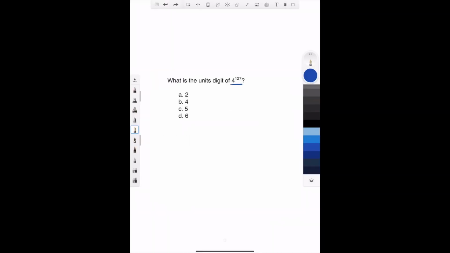So when you first look at this and you see 4 to the 127, it's like, what? Because that's not even going to work out in the calculator, and it's going to take forever to multiply all that out. And then it's like, units digit, what is the units digit? So let's start with this.